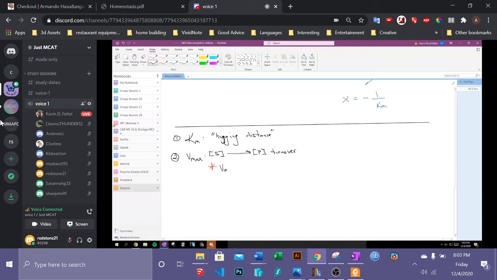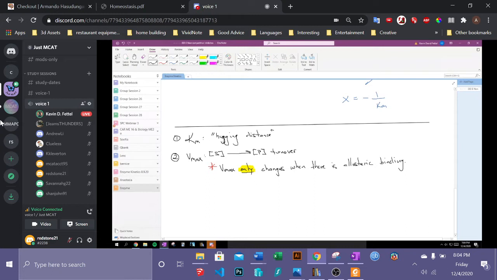Vmax. Only. Let me highlight that because it's that important. Only changes when there is allosteric binding, or if there's an allosteric site.